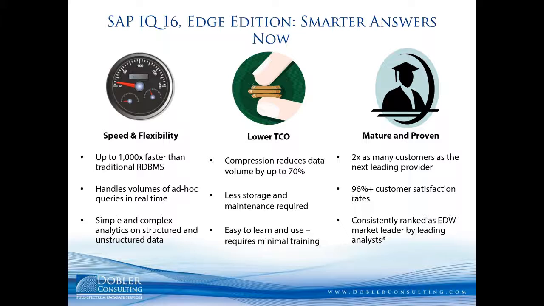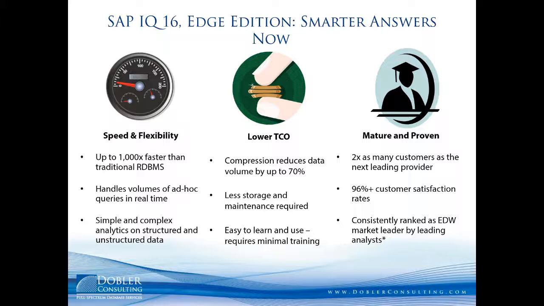So if we take a look at the speed and flexibility aspect of this, because of the innovative architecture that IQ has, it was the first columnar-based database put into the commercial marketplace. We're able to provide query speeds 10 to 1,000 times faster than the traditional row-based systems that you're used to using out there. We can allow ad hoc or on-the-fly queries to happen in real time. They don't have to be planned queries. These queries can be simple or complex. It can be structured or unstructured data, depending on your business needs.